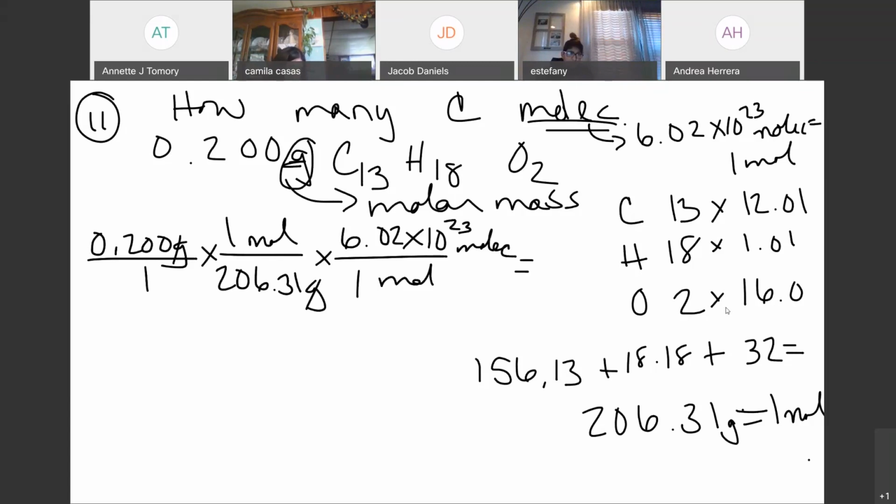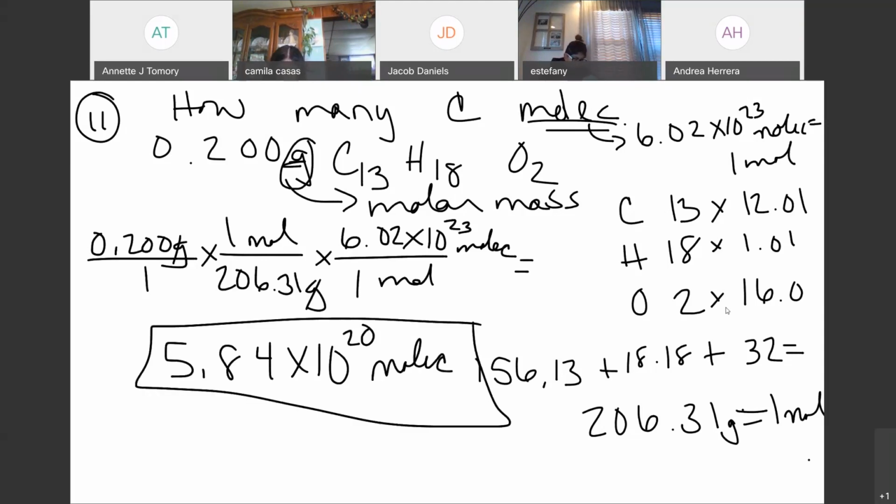All right. So now we have it where we want it. So we go 0.2 divided by 206.31 times 6.02 times 10 to the 23rd. Now remember, when we put 6.02, we need to use that EE button. I got 5.84 times 10 to the 20th when I put all that in. Anybody else get that? Or did I make a mistake?